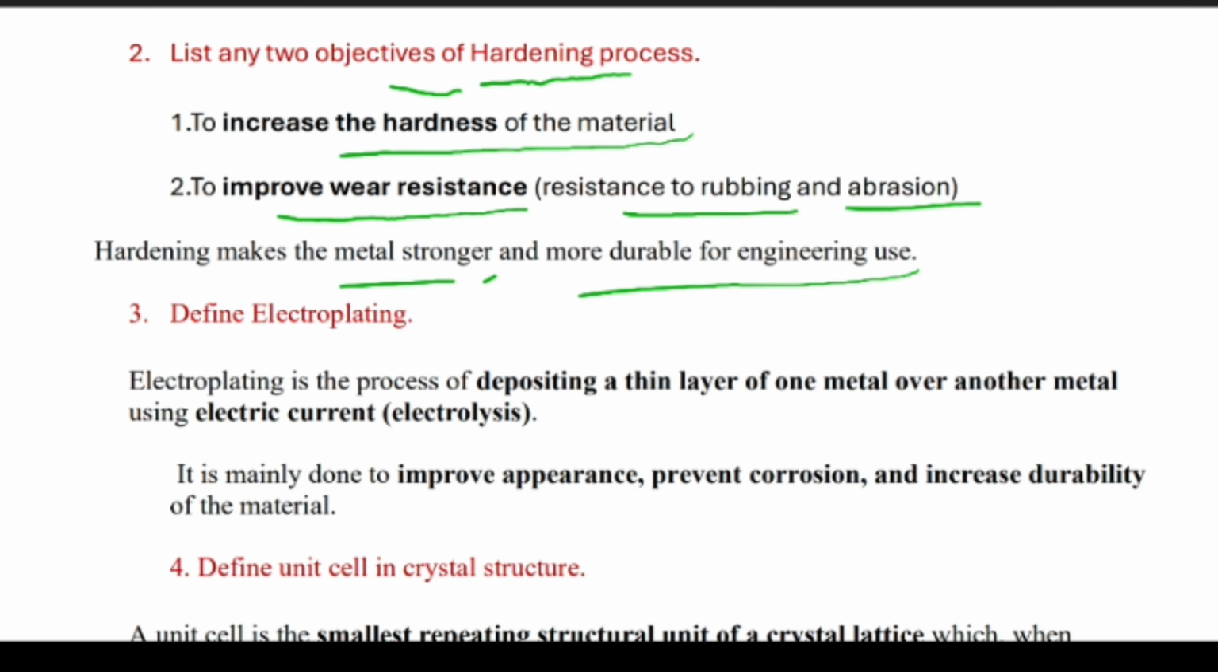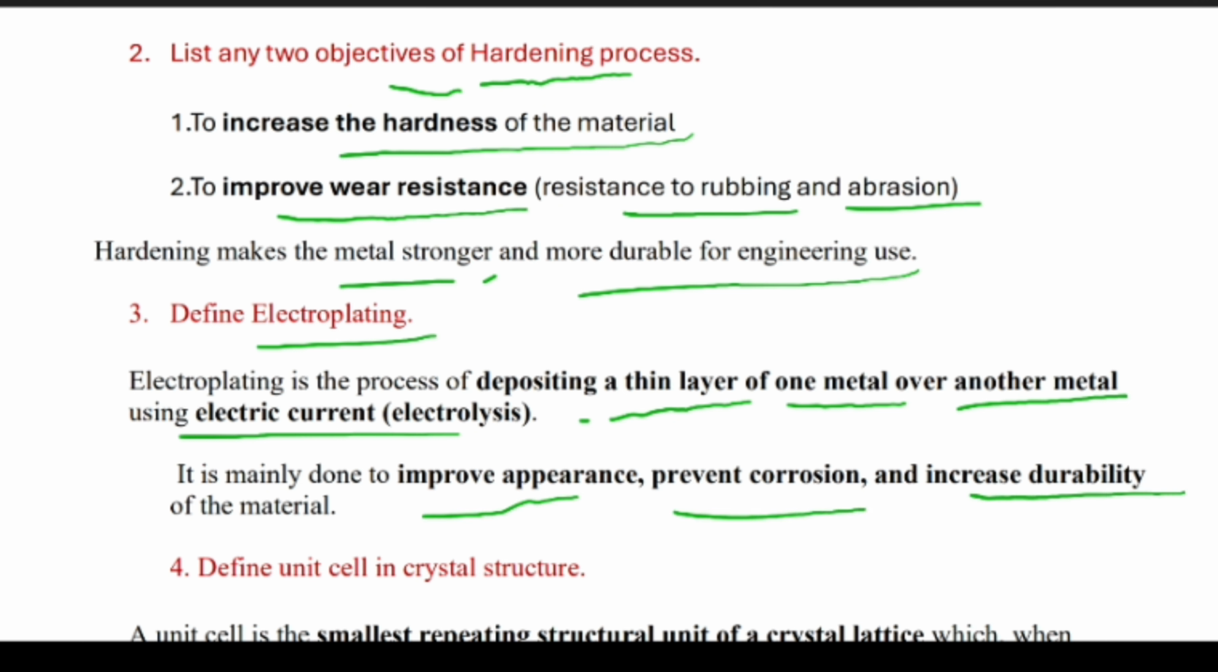Next is electroplating. Define electroplating. It is a process of depositing thin layers of one metal over another metal using electric current or electrolysis. Why do we go for electroplating? The main objectives are improving appearance, preventing corrosion, and increasing the durability of the material. We are using electroplating for these.